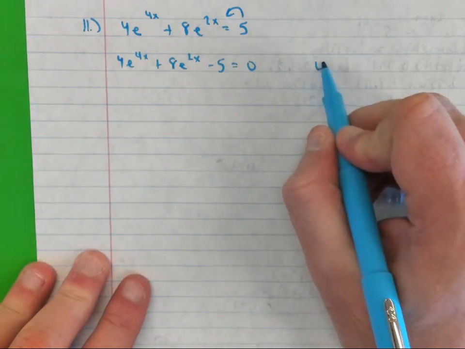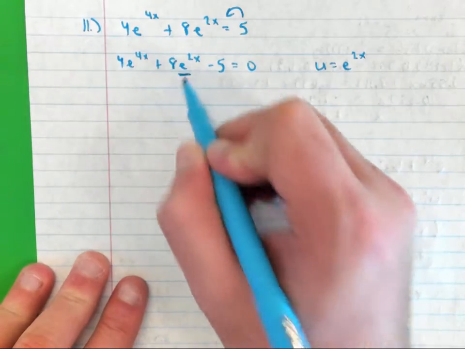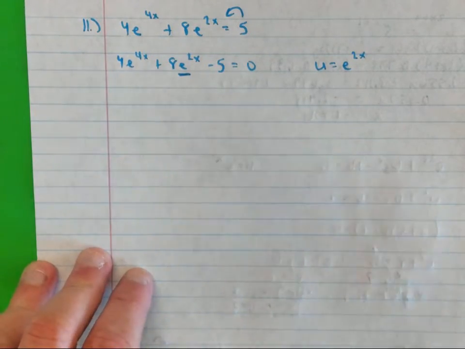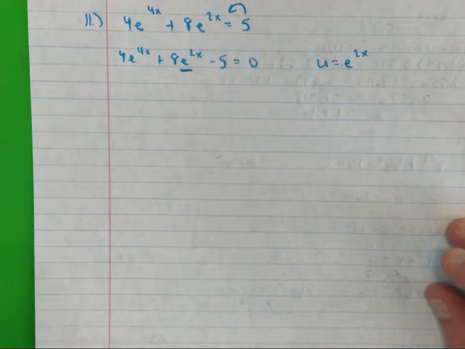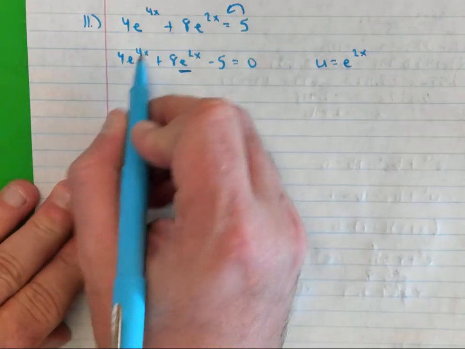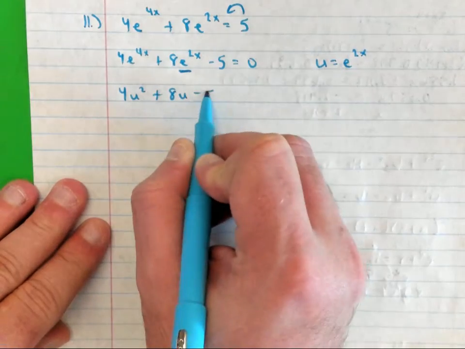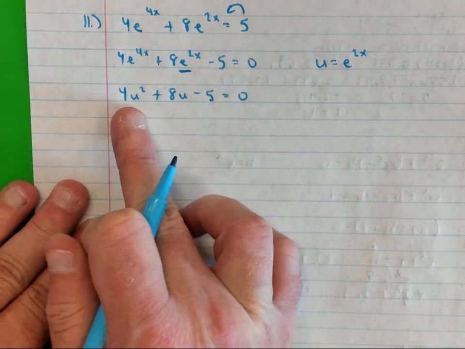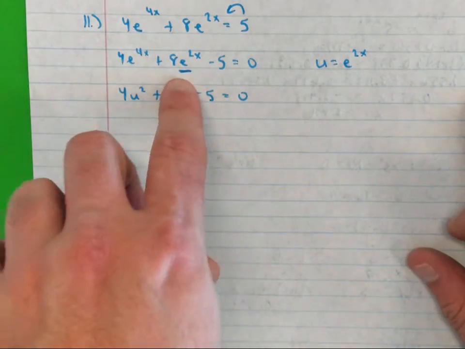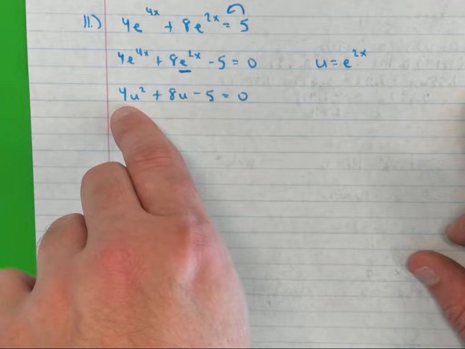What am I going to let u equal here? e to the 2x. It's whatever is sitting there, guys. I know in the other ones it is e to the x, but it's whatever's sitting there. Now I'm going to write this with 4u squared plus 8u minus 5 equals 0. So it's always going to be u squared and u there. If you let u be whatever's in the middle right here, that will be u, and that's always going to be u squared.